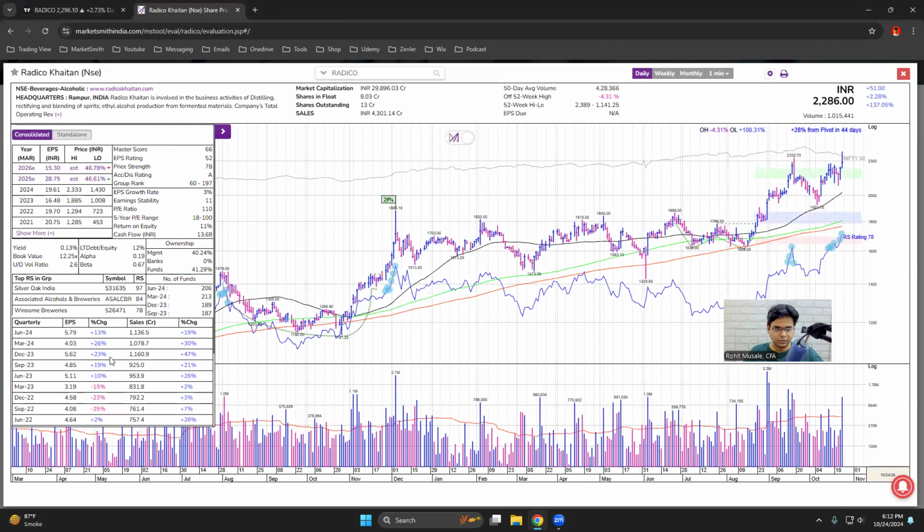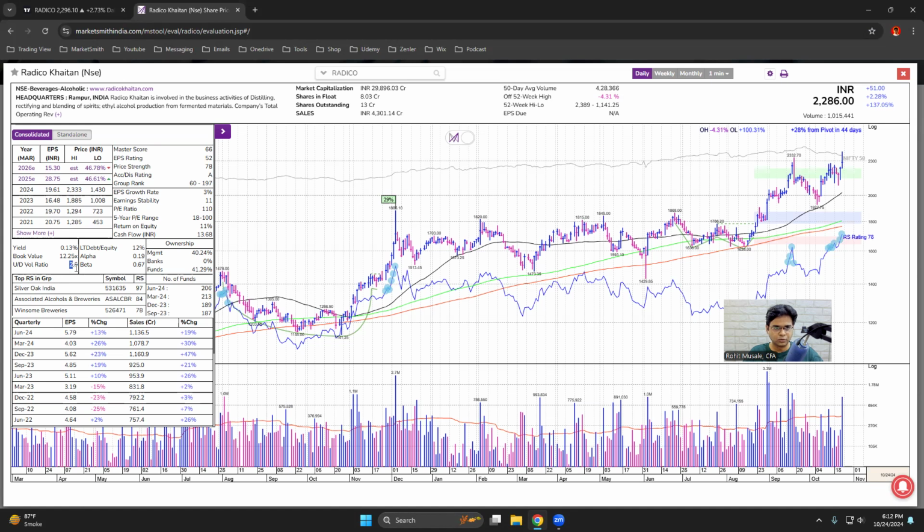See, double digit growth in quarterly EPS, double digit growth in quarterly sales, and that too for multiple quarters. This is almost 5 quarters. So fundamentals are good. The return on equity is 11%, which is okay, not great. The number of funds owning the stock has increased. The management ownership is not 50%. That's fine, no problem. Not a big deal.